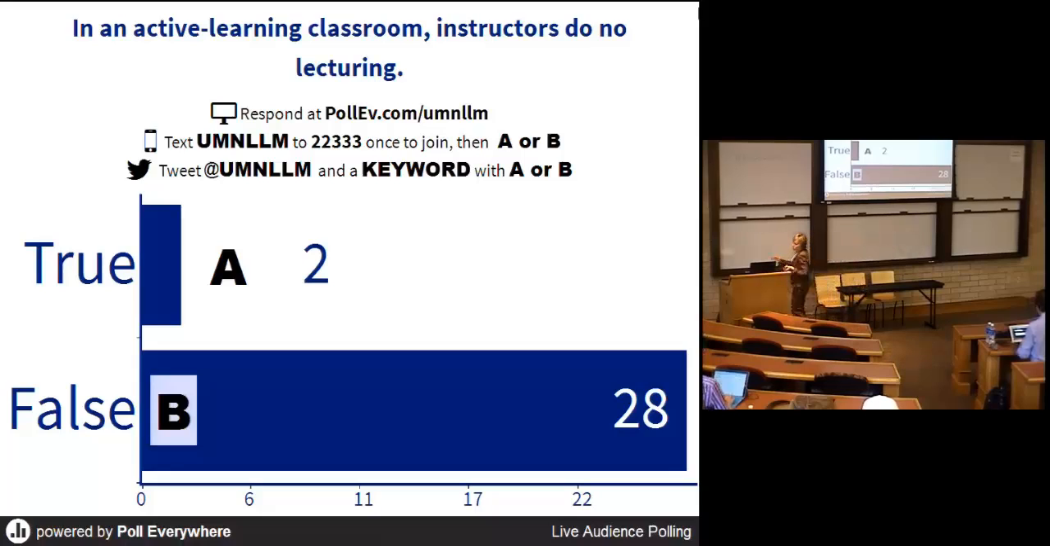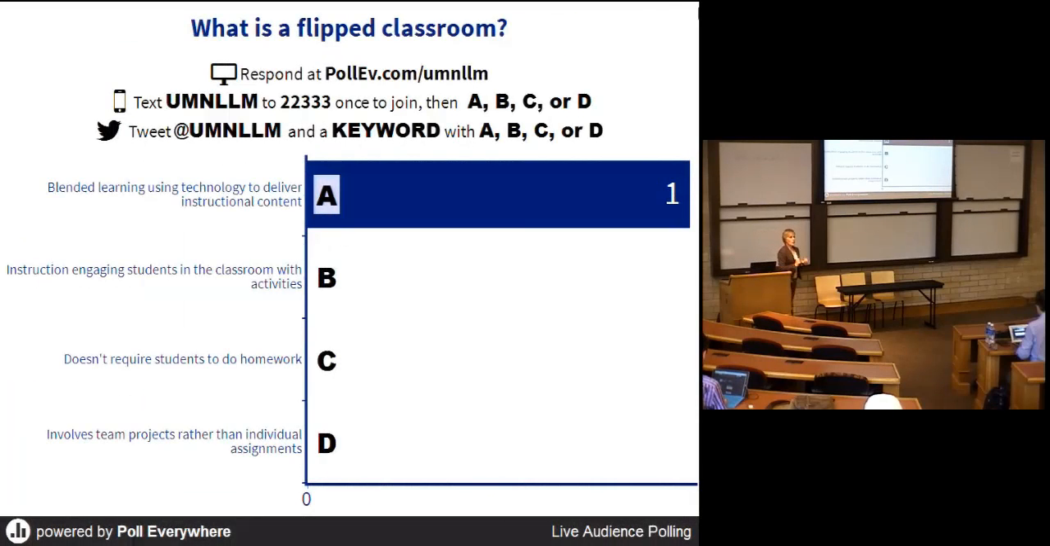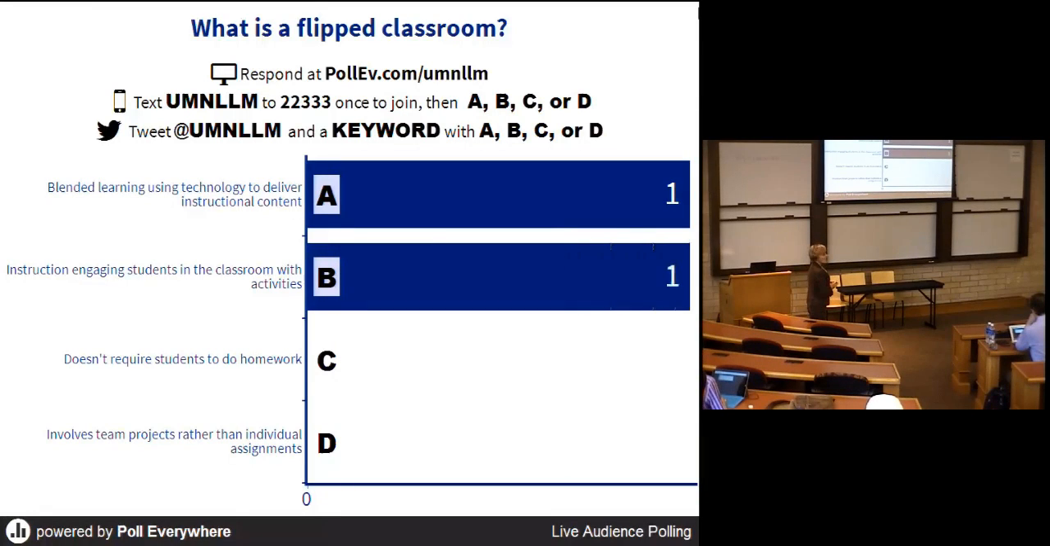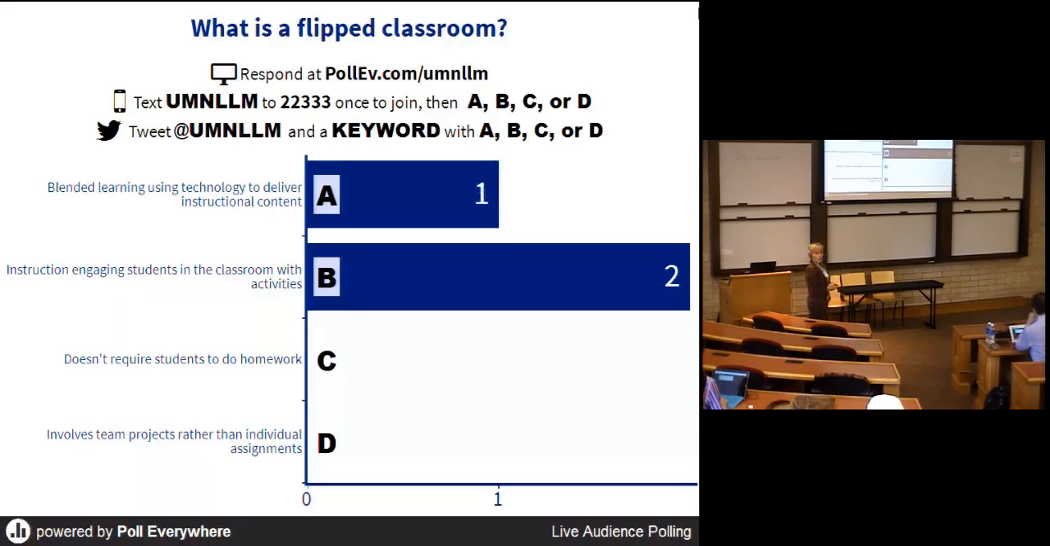And the last question, we'll be moving on to another term that I'll be talking about, which is a flipped classroom. What is a flipped classroom? And the answers are: A, blended learning using technology to deliver instructional content. B, instruction engaging students in the classroom with activities. C, doesn't require students to do homework. And D, involves team projects rather than individual assignments.